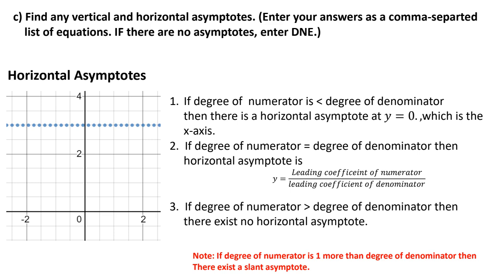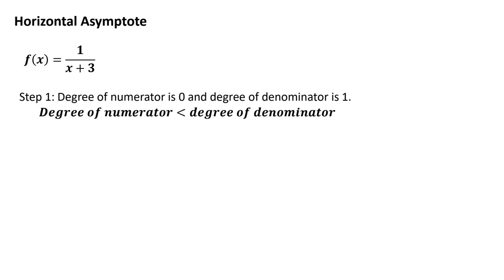And then the third case is if the degree of the numerator is larger than the degree of the denominator, then there exists no horizontal asymptote. But the third one does give us a case where it won't have a horizontal asymptote, but it's going to have a slant asymptote. And that's if the degree of the numerator is one more than the degree of the denominator. So let's look at our example.